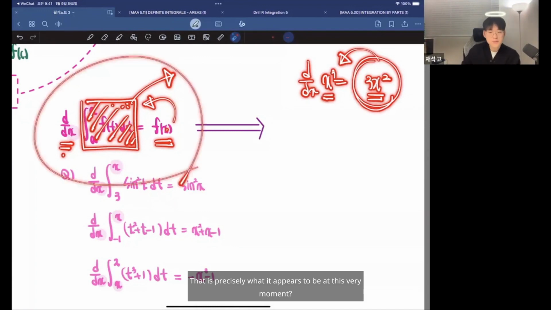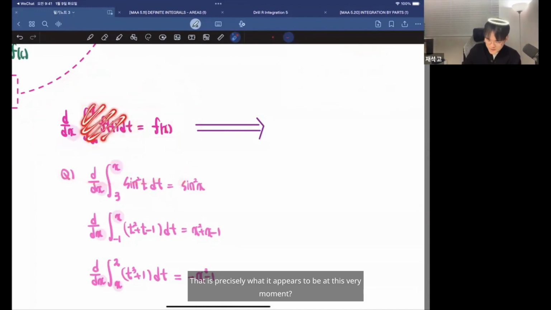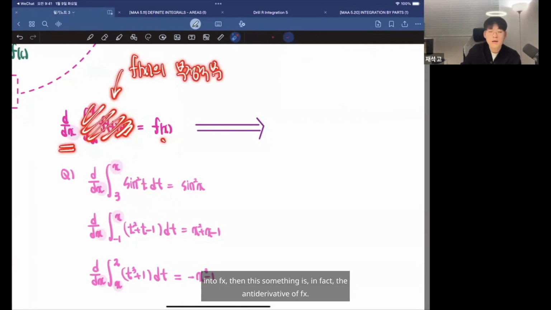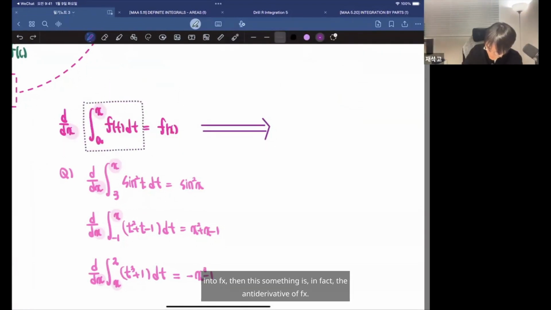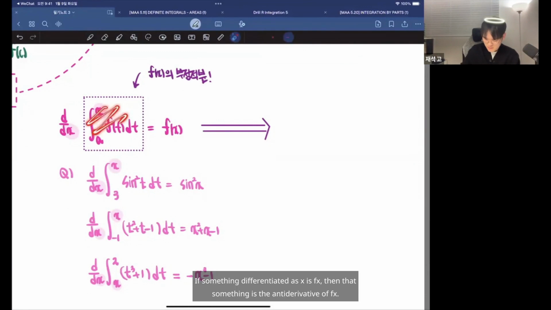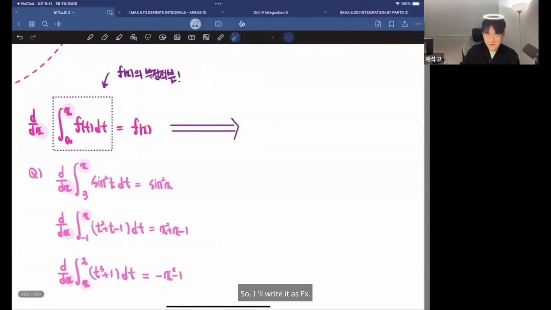That is precisely what it appears to be at this very moment. There is something, and if you differentiate this thing with respect to x and it transforms into f(x), then this something is the antiderivative of f(x). Do all of you comprehend the concept explained in this part? If something differentiated with respect to x is f(x), then that something is the antiderivative of f(x). We usually call the antiderivative of f(x) capital F(x), so I'll write it as F(x).